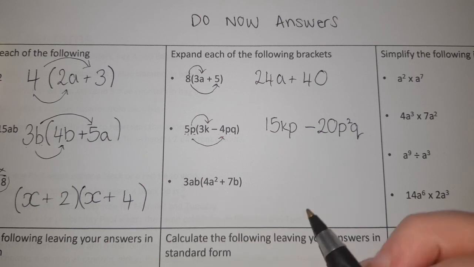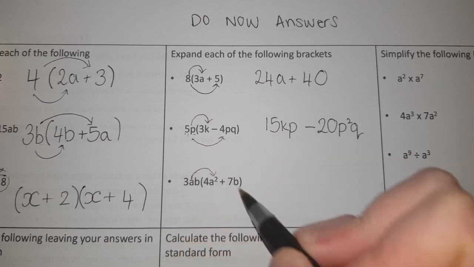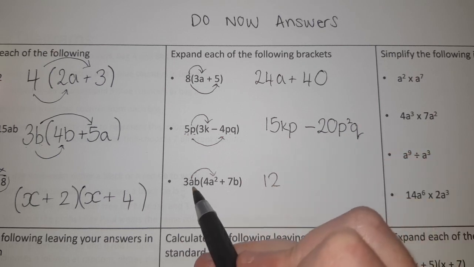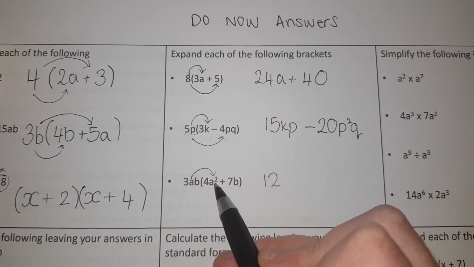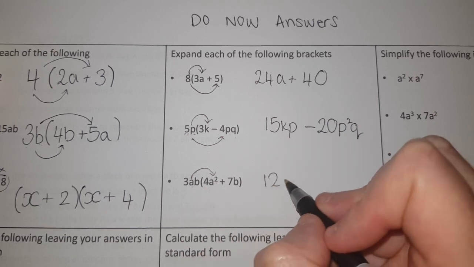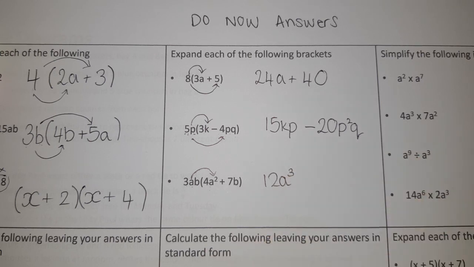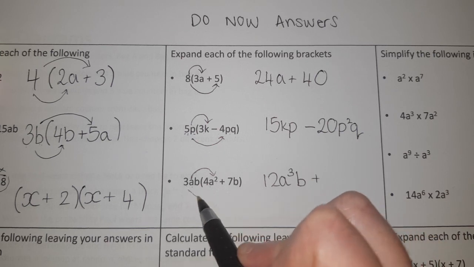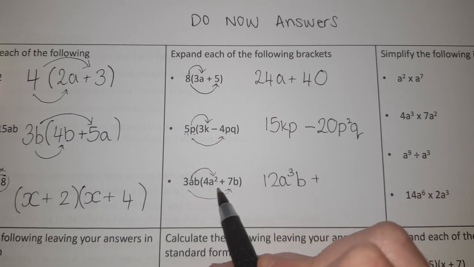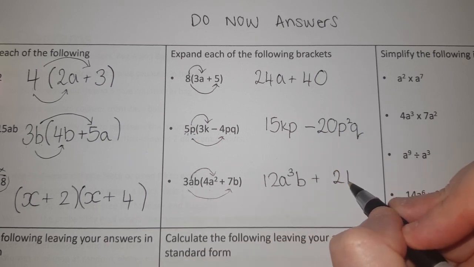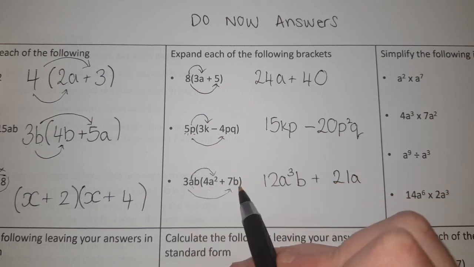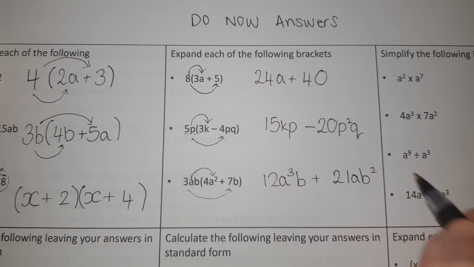Next one, same idea again. So 3ab times 4a squared. Well, 3 times 4 gives me 12. If I times a by a squared, that means I've now got 3 a's altogether. So it's a cubed and then the b. Plus, and then 3ab times 7b. Well, 3 times 7 is going to give me 21. The a is not going to change, but because I've got a b there and a b there, it's going to become b squared.